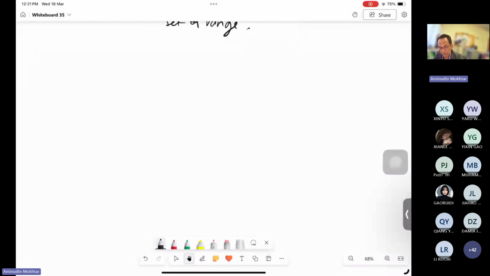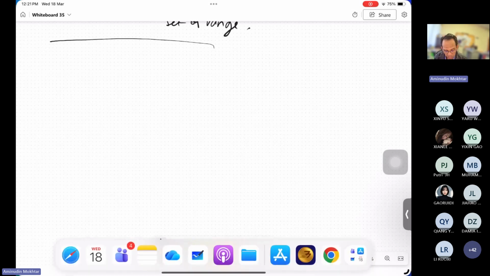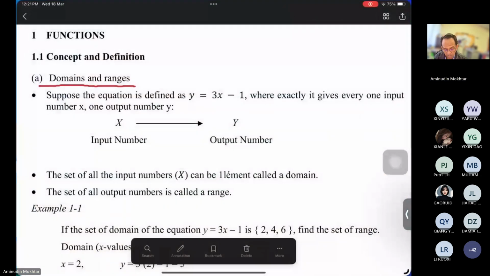Okay, the second example, please refer to example 1.2. Let's say, okay, this one.